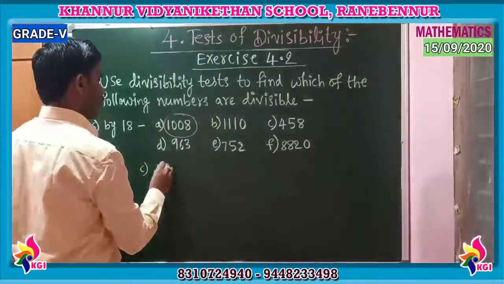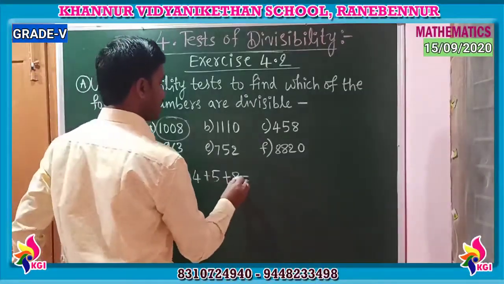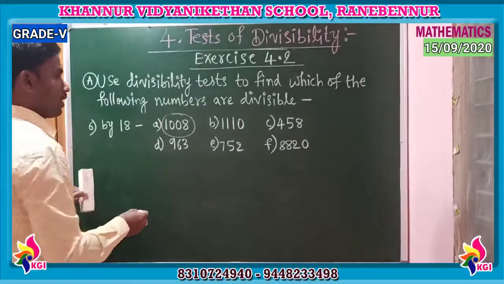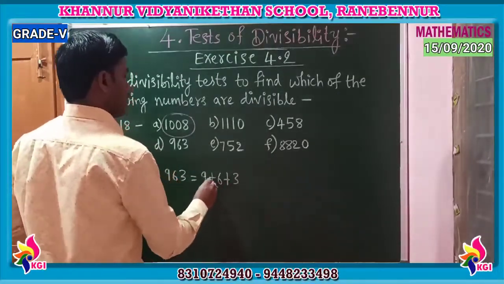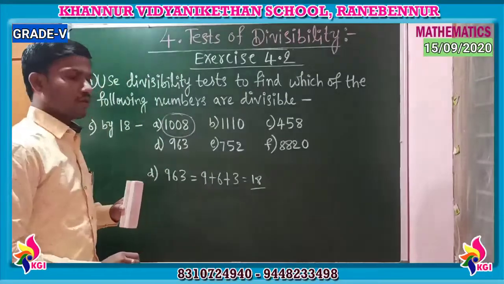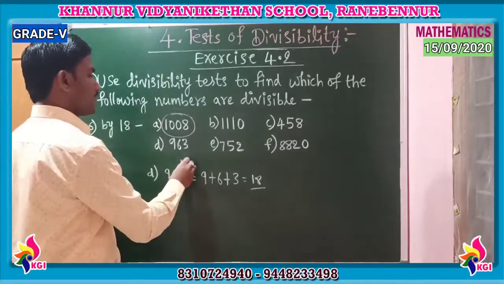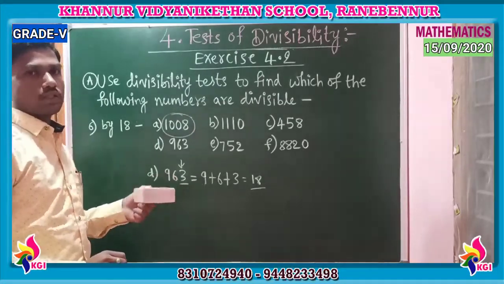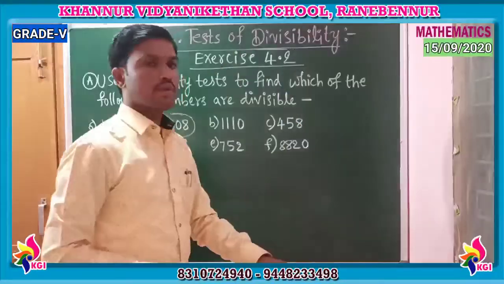Next, what about C? 458. Is the sum of its digits divisible by 9? 4 plus 5, 9. 9 plus 8, 17. 17 is not divisible by 9. The next one, D, 963. 9 plus 6 plus 3. 9 plus 6, 15. 15 plus 3, 18. 18 is divisible by 9. But what about the divisibility by 2 rule? In the last digit, is it 0, 2, 4, 6 or 8? These numbers are not there in the last digit. So 963 is also not divisible by 18.